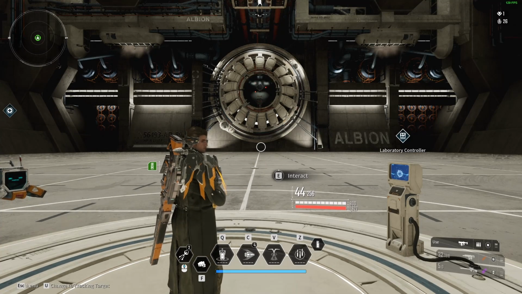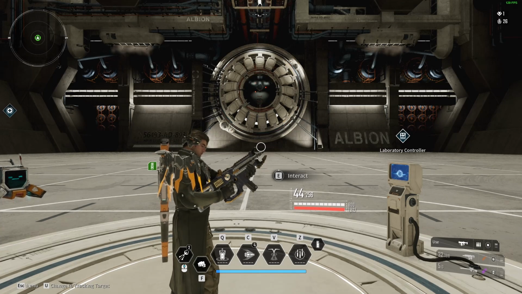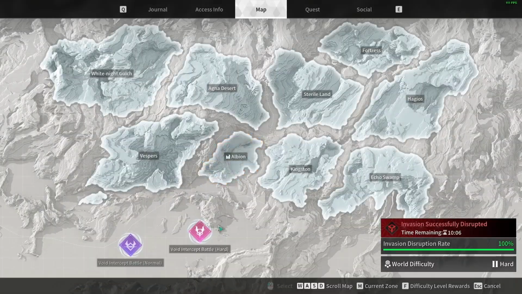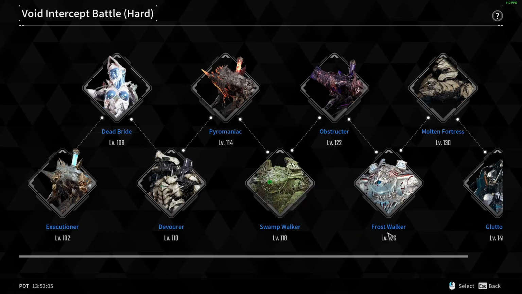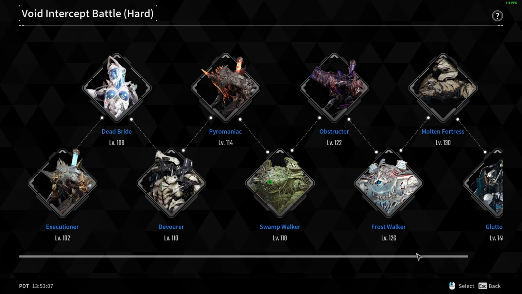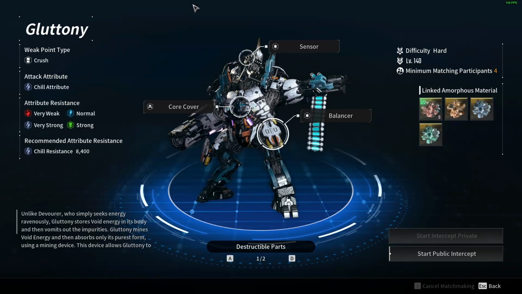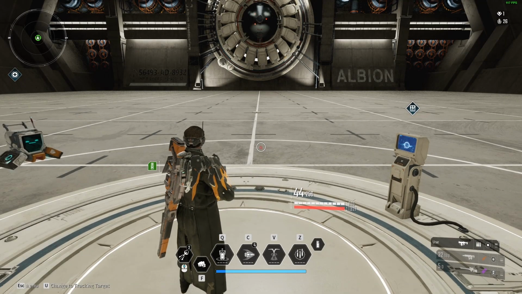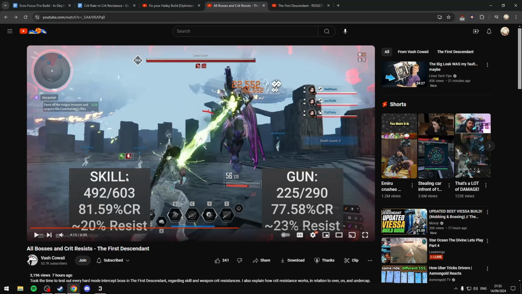This is really good information, and I would like to commend them for taking the time to actually go through all the bosses and test this. I personally think that when you go to the Void and Urset battles, each boss should tell you what crit resistance they have, as this would allow for more accurate information. So if Nexon adds that, that would be great. But for the time being, we can use Vash's video where he goes over the crit resistances for the bosses.